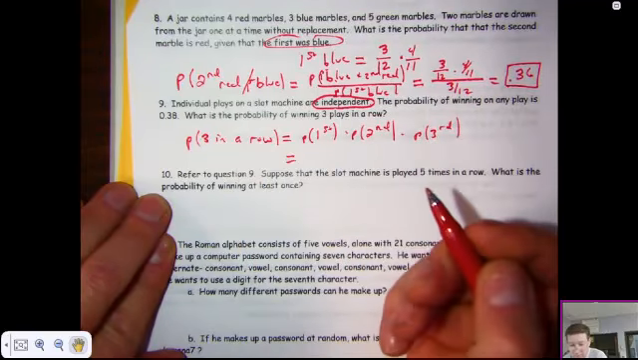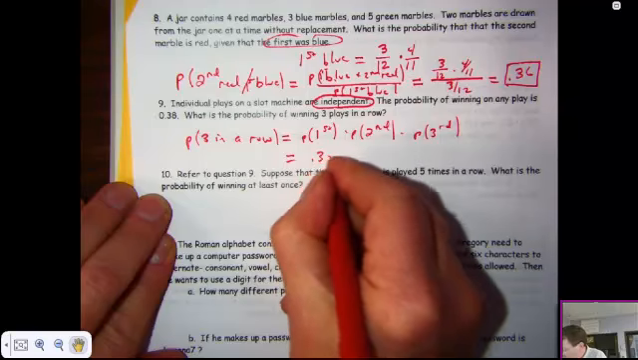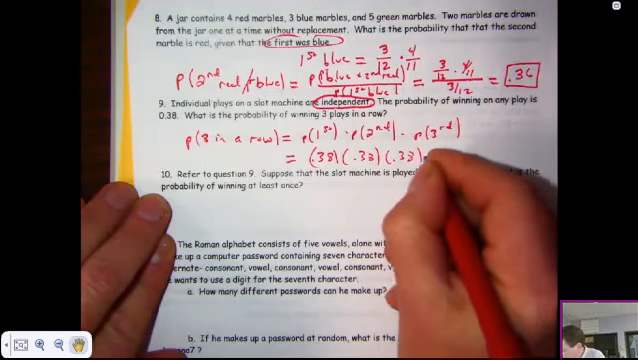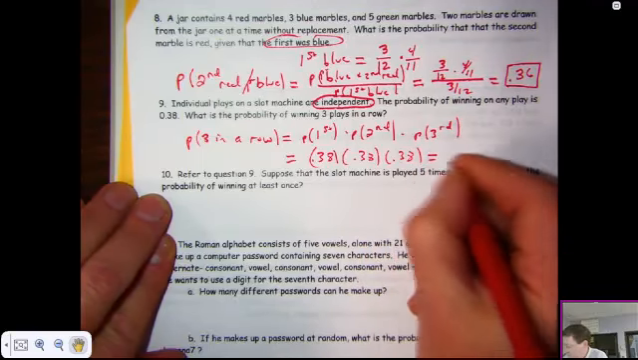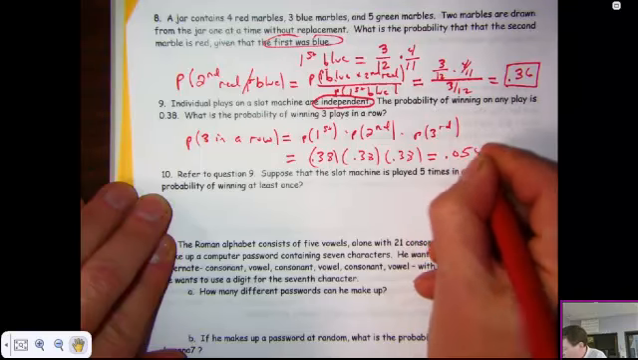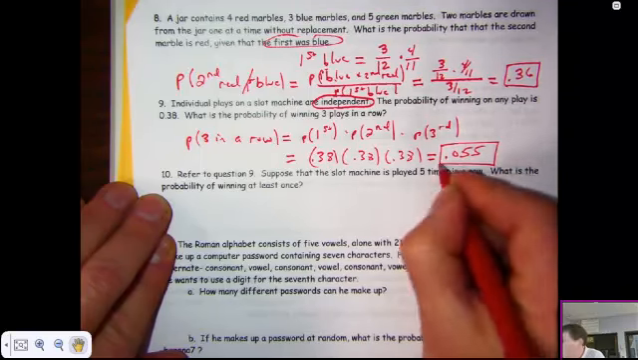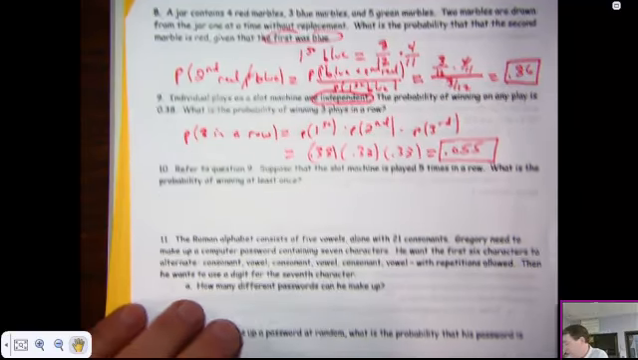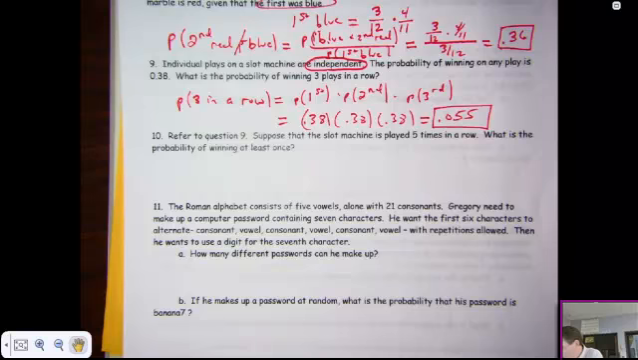So that means it's going to be 0.38 times 0.38 times 0.38, which is 0.055. I've written that down. Not very good. Yeah, 3 in a row is not very good. That's about 5 times out of 100.